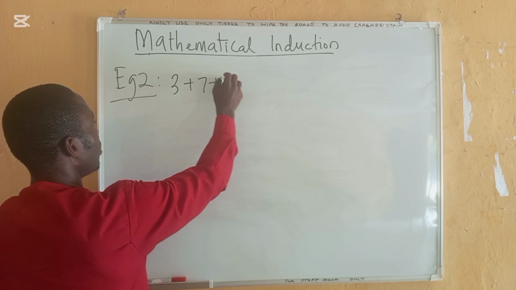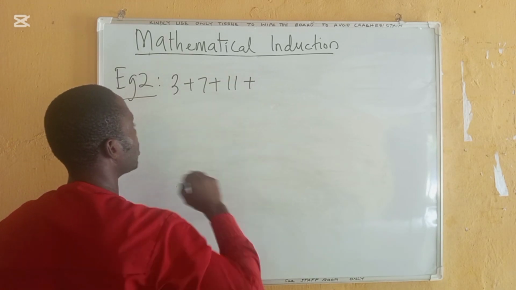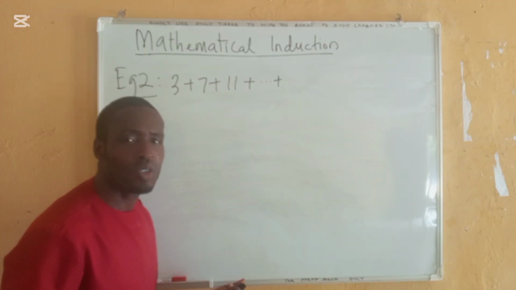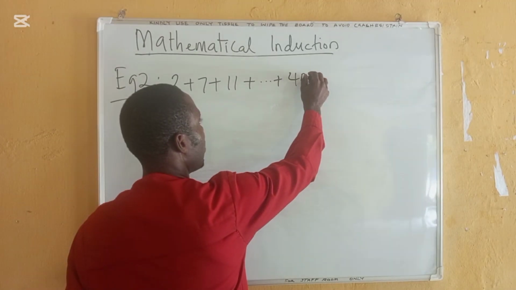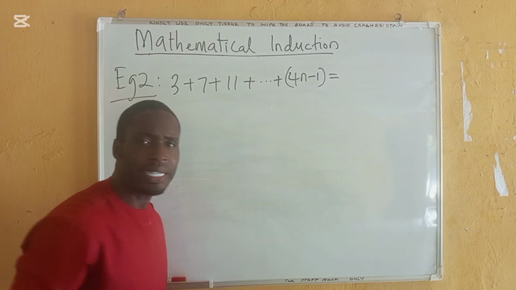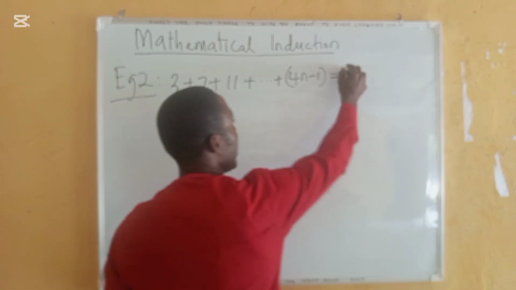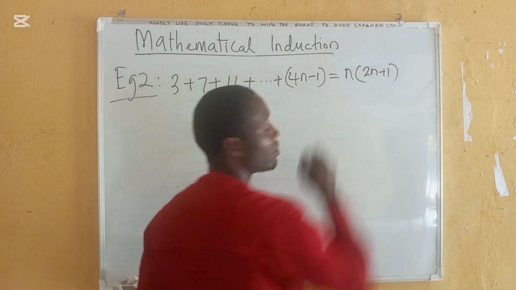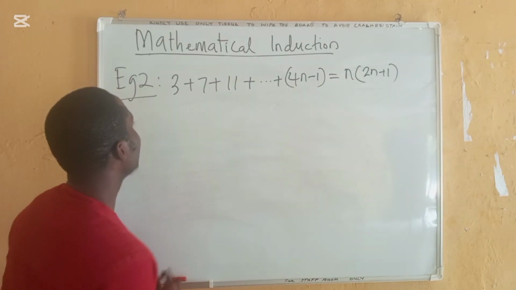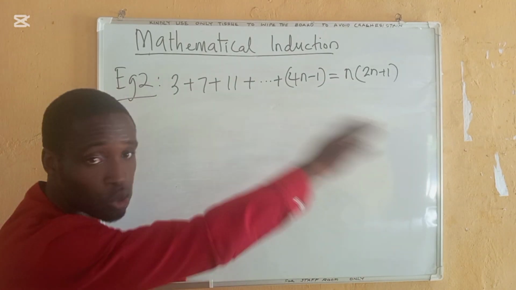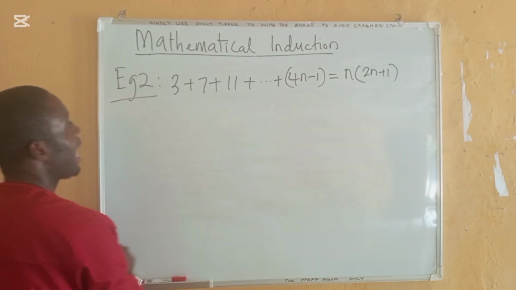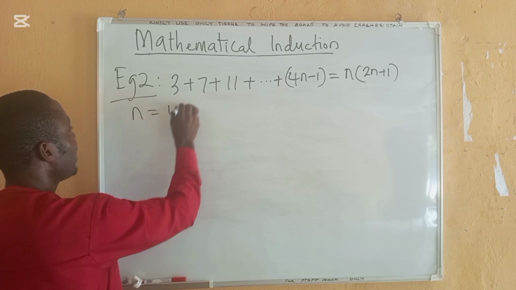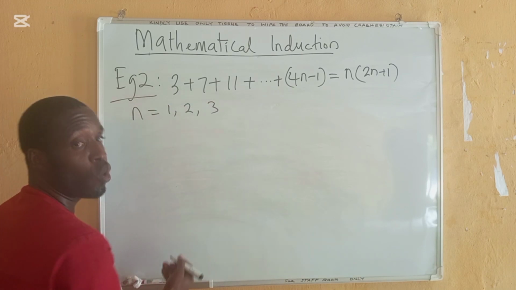3 plus 7 plus 11 plus, let's use 4n minus 1, and we can equate this to n into, let's say, 2n plus 1. You can prove this. Now, if you look at this, it's also a mathematical statement. The first thing we do, without wasting time, is to test for n equal to 1, 2, and 3, and see if it holds.